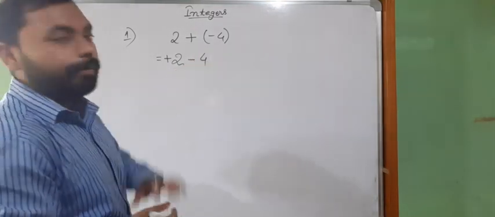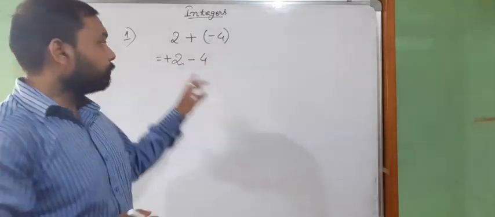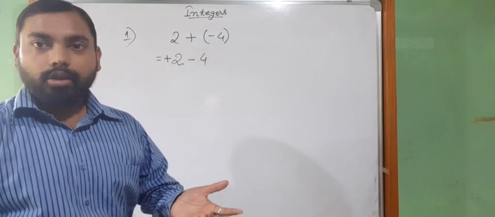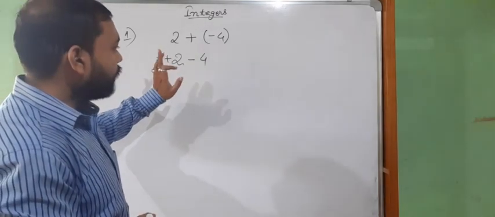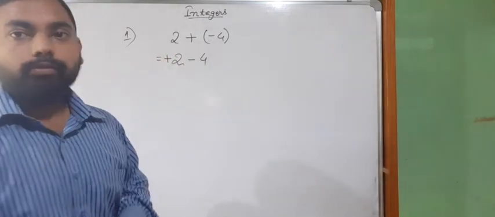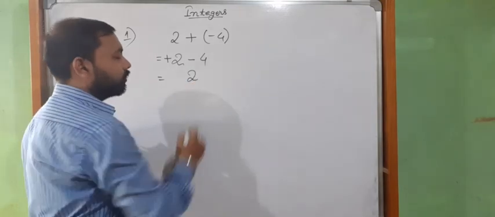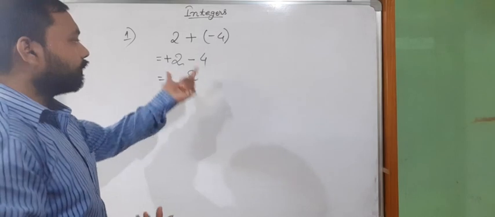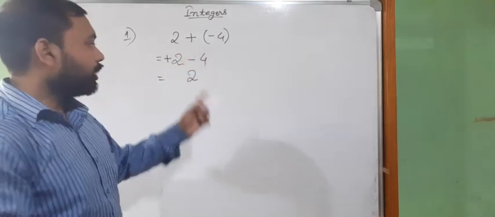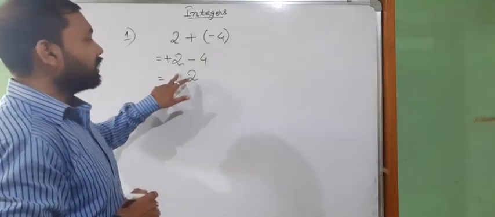So what will be the result? If I subtract 2 from 4, because plus and minus is minus, and minus means we have to subtract. So 4 minus 2 is 2, because we are doing subtraction. Plus minus is minus, so we are subtracting 2 from 4. It is 2. Now you have to put the sign here.